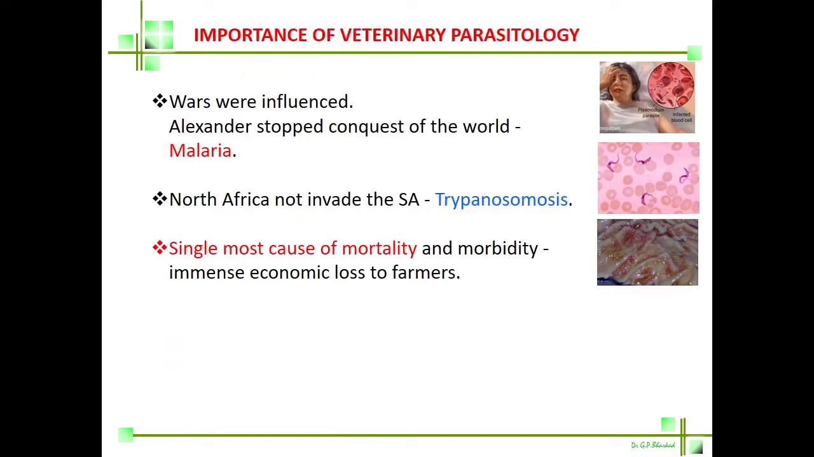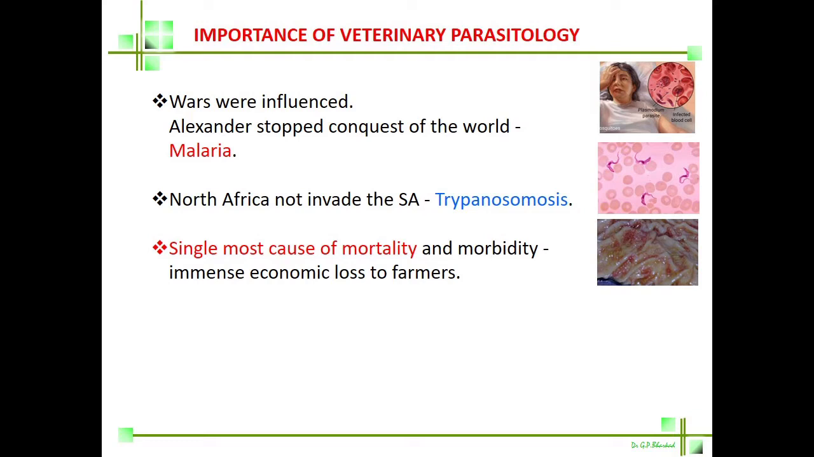There are many wars which were influenced by different parasitic diseases. For example, Alexander had to stop his conquest of the world because of malaria, because many soldiers got this infection during that war.